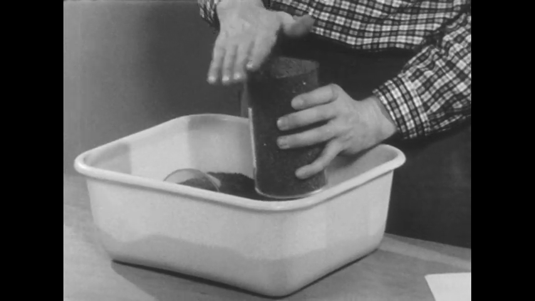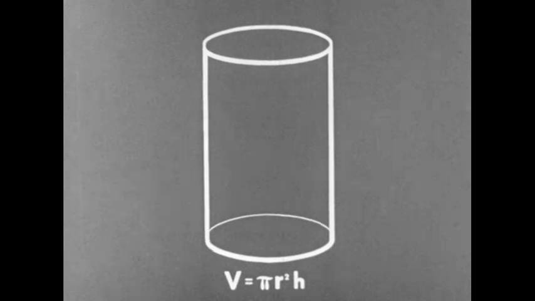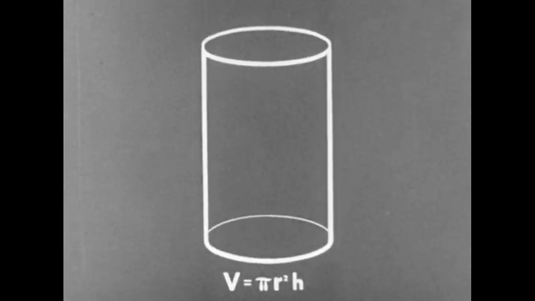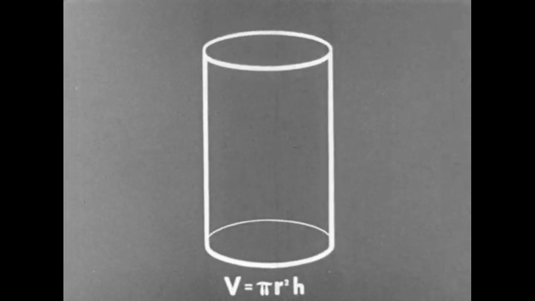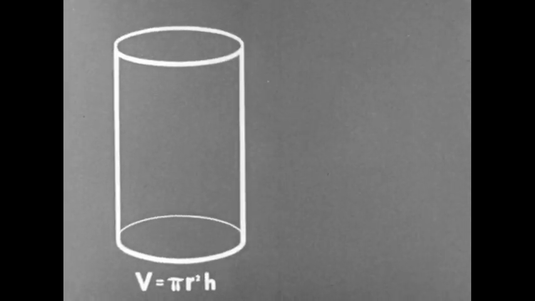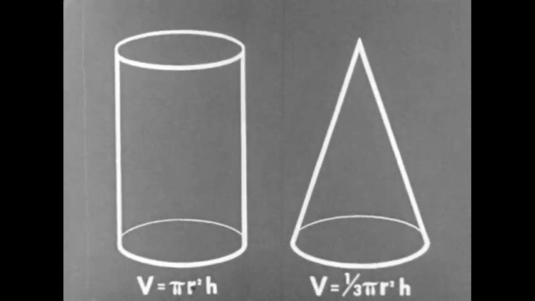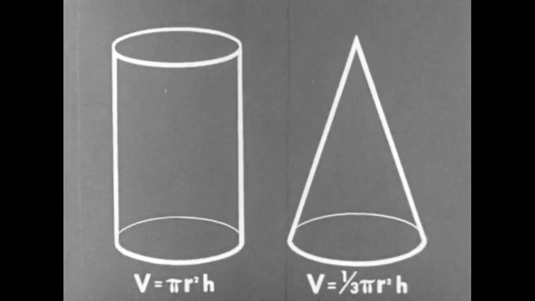Therefore, we can make the following deduction. Since the formula for finding the volume of a cylinder is stated as V equals pi r squared h, then the formula for finding the volume of a cone can be stated as V equals 1/3 pi r squared h.